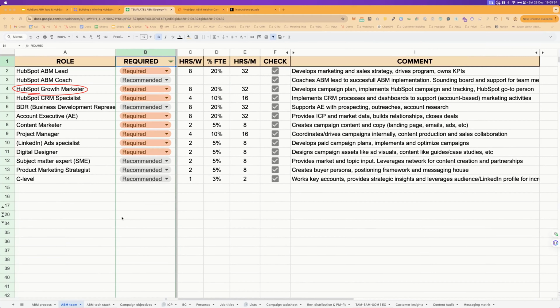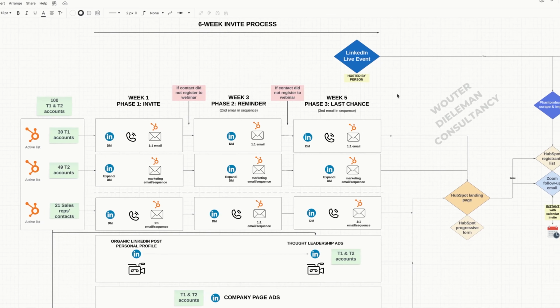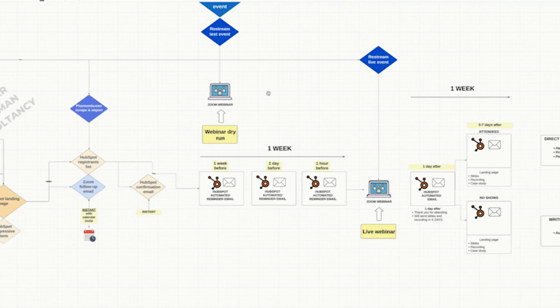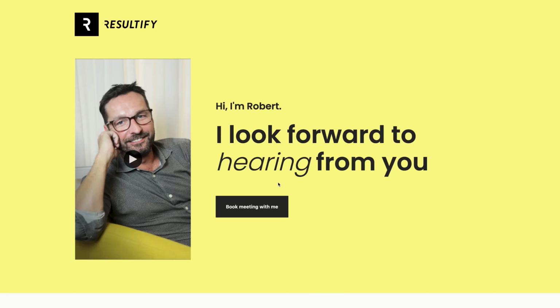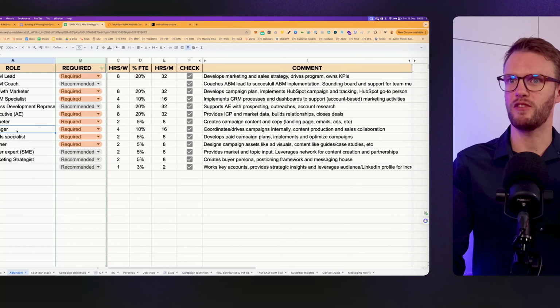The second key role is the HubSpot growth marketer. They meet tactically with the HubSpot ABM lead and are responsible for developing the HubSpot ABM campaign plan in a full blueprint, like you can see on the screen in front of you. They are also responsible for implementing campaign assets like landing pages. In smaller ABM teams, they also serve as the project manager.